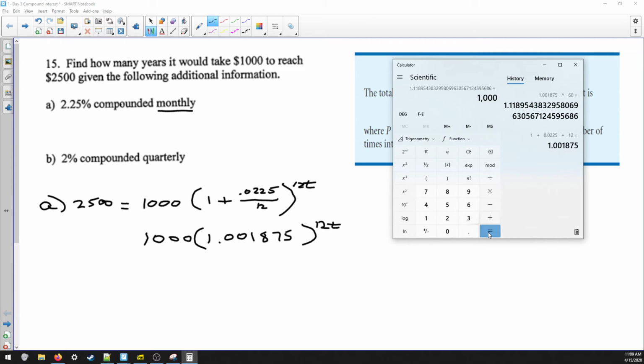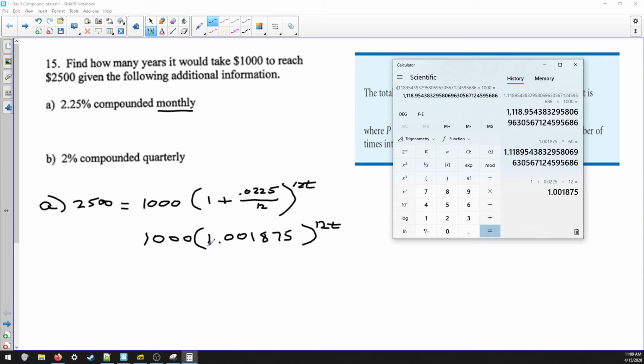Because remember, when you're doing this, notice what I didn't do, okay? I did not do 1,000 times this thing and then raise it to the exponent. We have to wait on the 1,000 until we do this number to the 60th. I plugged in a t value of 5. 12 times 5 is 60. And I did 1.001875 to the 60th, and then I multiplied that by 1,000, and I got this number, which is only $1,100. I have to get it all the way up to $2,500, so I wasn't even close.